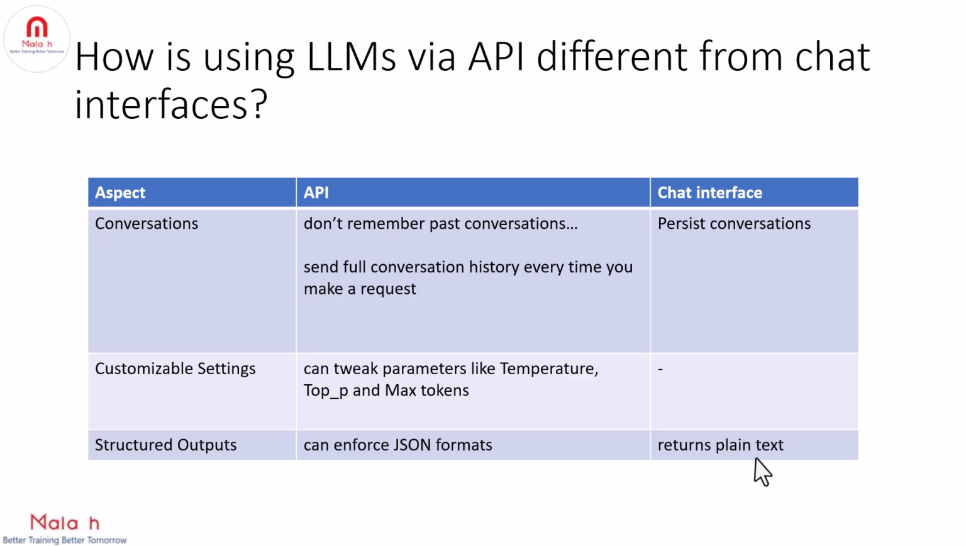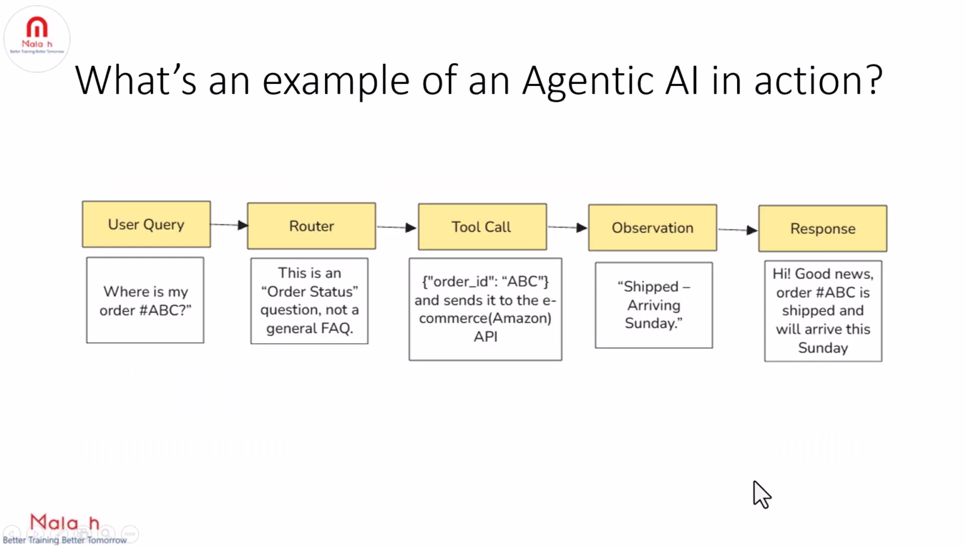plain text. Next one is, what's an example of an agentic AI in action? One example could be a customer support agent. Let's say the customer asks a question, where is my order number ABC? Then the customer support AI agent figures out the intent: oh, this is an order status question, not a general FAQ.